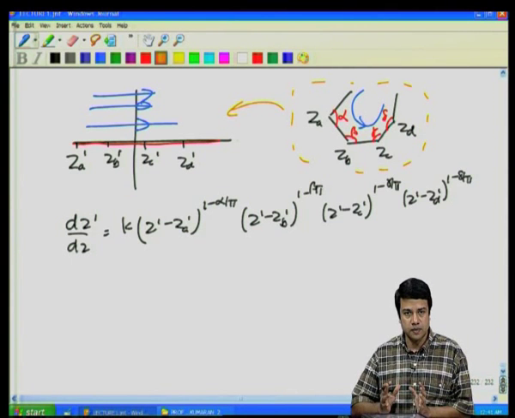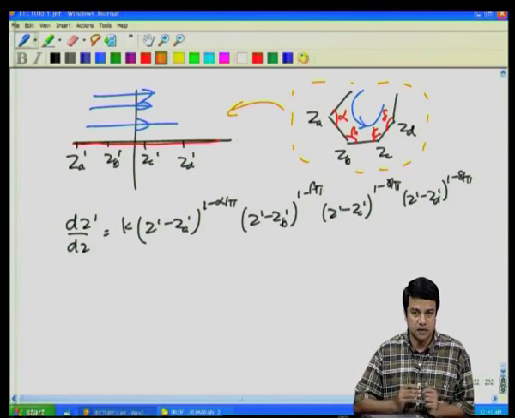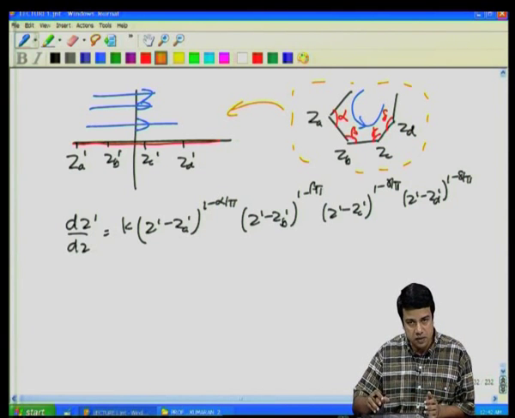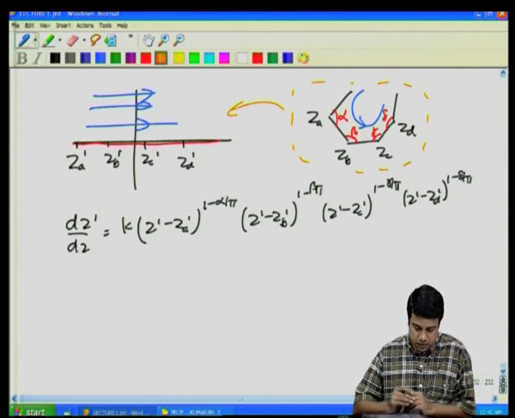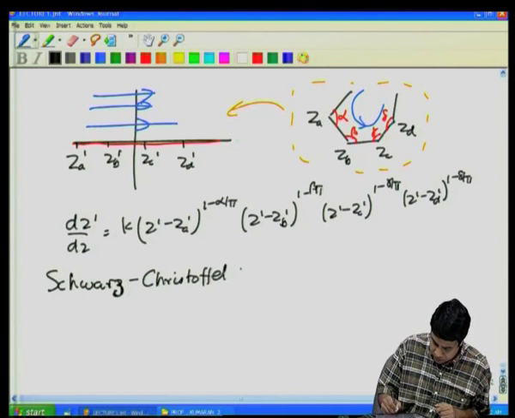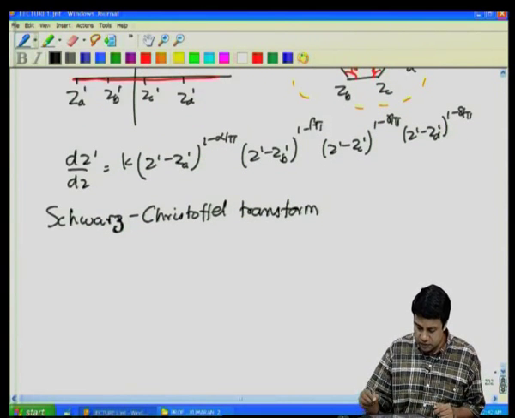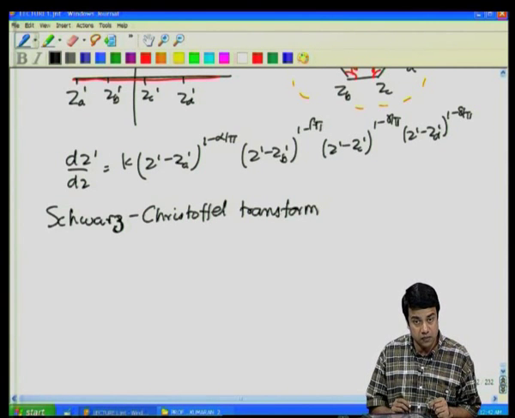If I have a very complicated shape object, all I need to do is unfold it using this transformation. Then I know what the velocity in the simple configuration is. Then use this transformation once again to transform the velocity and the potential back to the complex geometry that I have. There is another transform which is often used in aerodynamics, which actually transforms something that looks like an airplane wing into a circle.